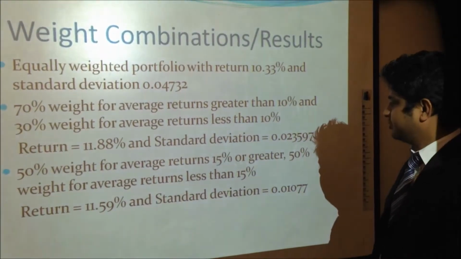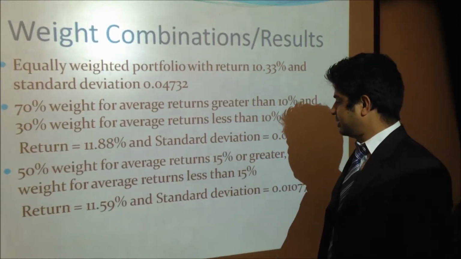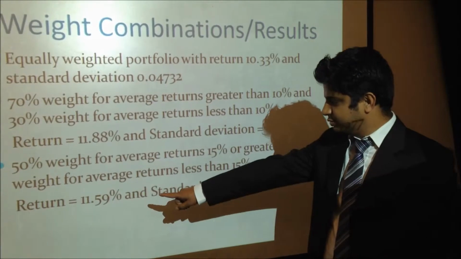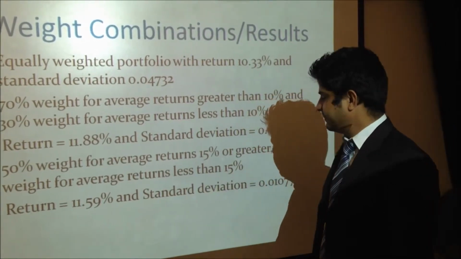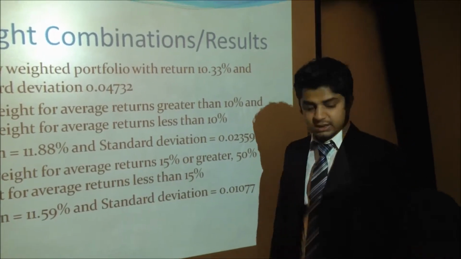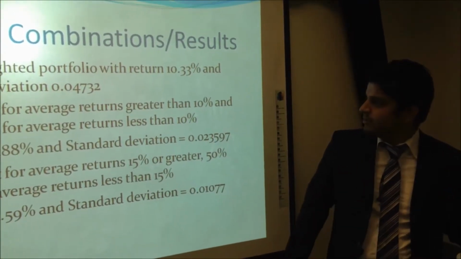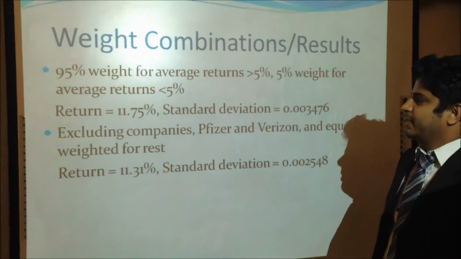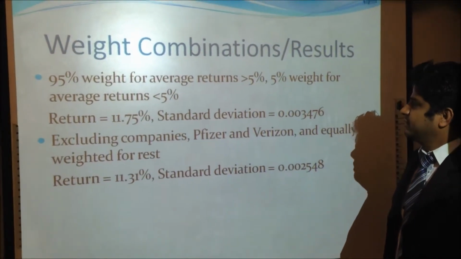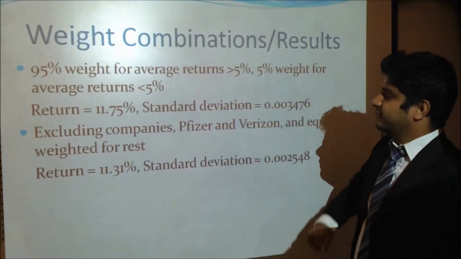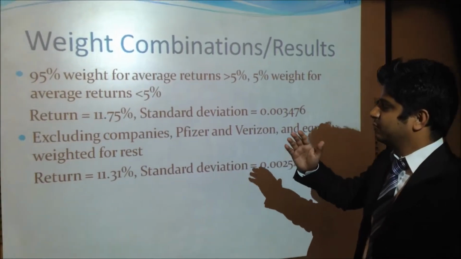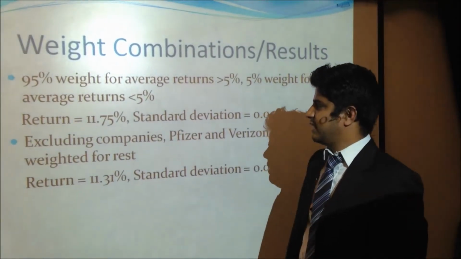and the remaining 50% weight for the companies with average returns less than 15%, where I got the return to be 11.59% and the standard deviation to be 0.1077%. Likewise, in the fourth portfolio, I assigned 95% weight for companies with average returns greater than 5% and the remaining 5% weight for companies with average returns less than 5%.